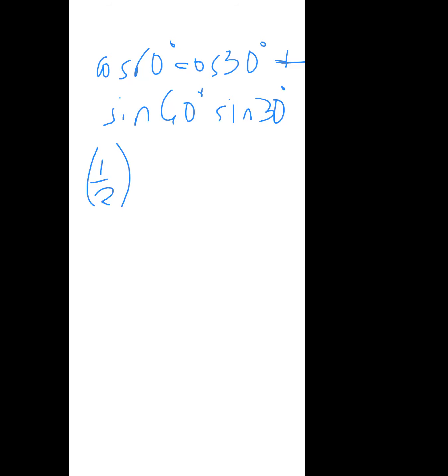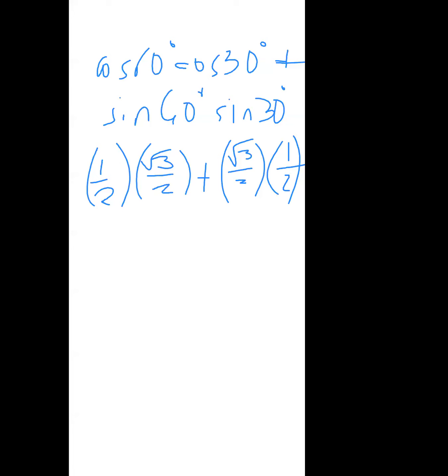Ano siya? Cosine 30 degrees, mga boys. Tignan ninyo lang yung kanyang katapat na column, katapat na row. Kung saan sila nag-meet, yun na yung value. Cosine 30 degrees: square root of 3 over 2. I-add natin siya. Sine 60 degrees, that is square root of 3 over 2. Tapos, sine 30 degrees, 1/2.